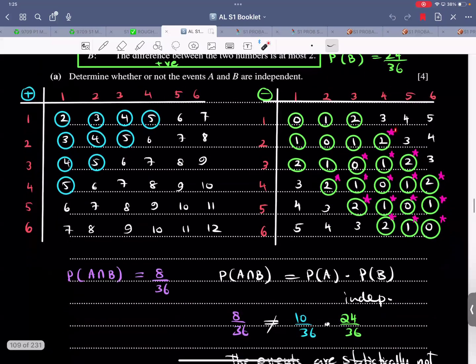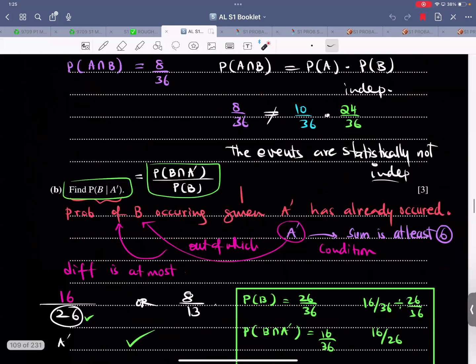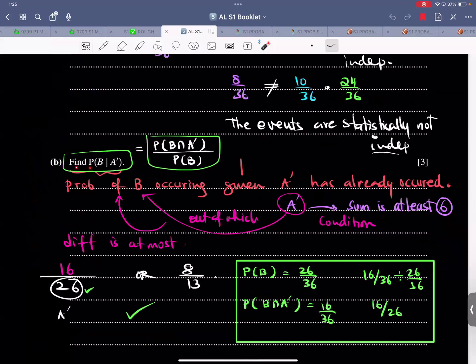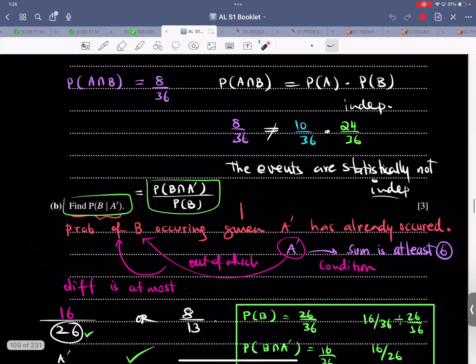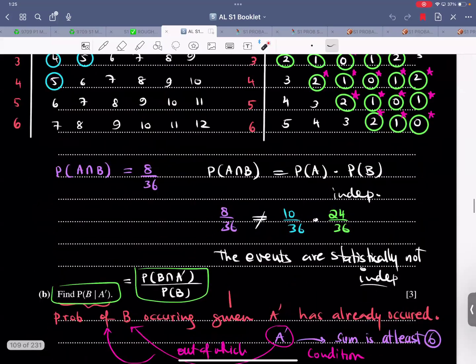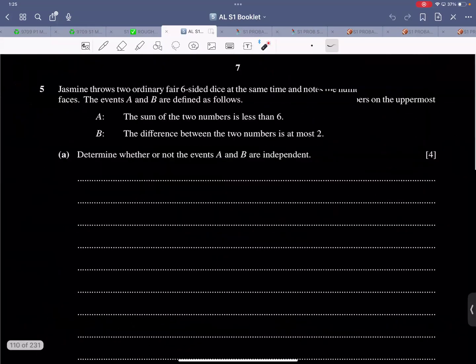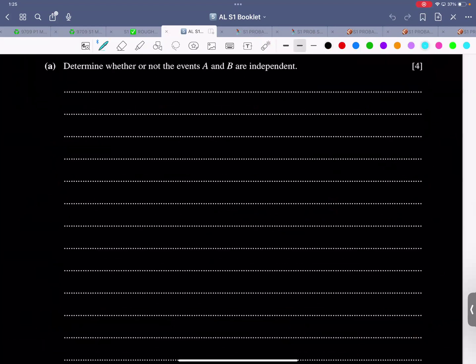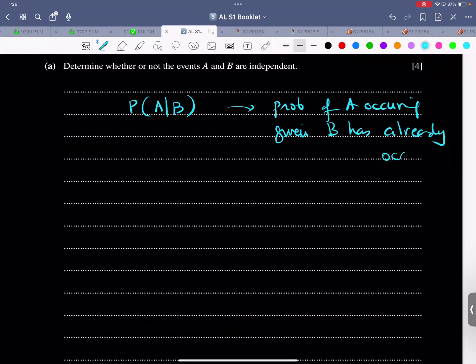Okay. Now what's the story of this pink one? Let's see. It says find probability B/A complement. Now the rule is, let me write it over here, or I've added a page. Let me write it over here first. The rule is probability of A/B. It means probability of A occurring given B has already occurred. That means this B over here is the condition.